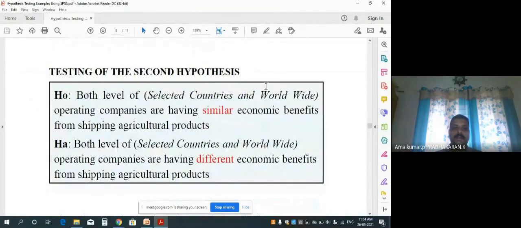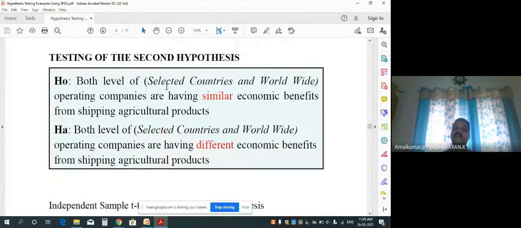This is the testing of the second hypothesis. The hypothesis is that both the levels of operating companies have similar economic benefits from shipping agricultural products. And the alternative is that there are 2 levels of operations of shipping companies: selected country oriented shipping companies and worldwide operating shipping companies. So both levels of operating companies have different economic benefits from shipping agricultural products.